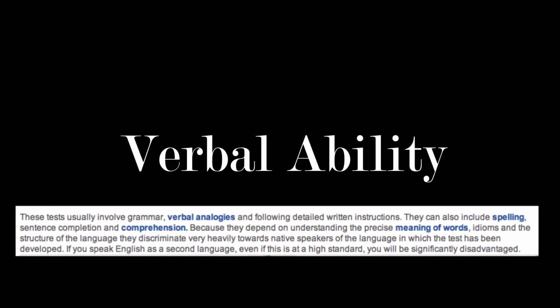These tests usually involve grammar, verbal analogies, and following detailed written instructions. They can also include spelling, sentence completion, and comprehension. Because they depend on understanding the precise meaning of words, idioms, and the structure of the language, they discriminate very heavily towards native speakers of the language in which the tests have been developed. If you speak English as a second language, even if this is at a high standard, you will be significantly disadvantaged. You usually find questions on all of the following: spelling, grammar, sentence completion, analogies, word groups, instructions, critical reasonings, and verbal deductions.